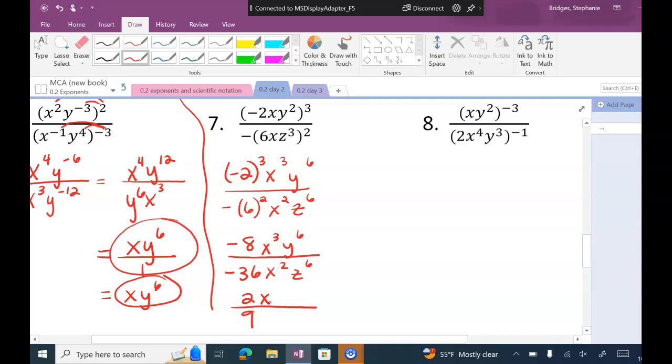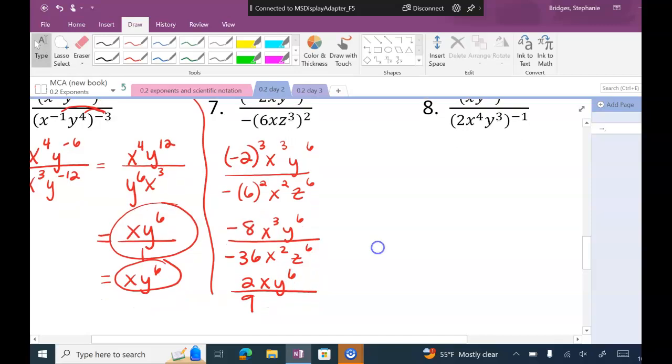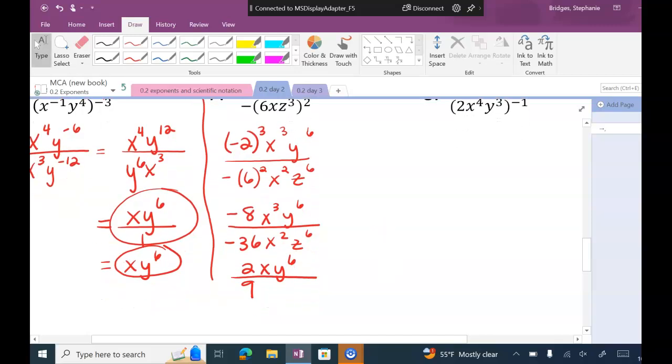What about the y's? I have y to the 6 at the top. Do I have any y's at the bottom? So that's going to stay. And then all I have left are z's, and the z's I have are at the bottom. Do I have any at the top that simplify? No. So that's going to stay that. So it's 2xy to the 6th over 9z to the 6th. Let it go that way.